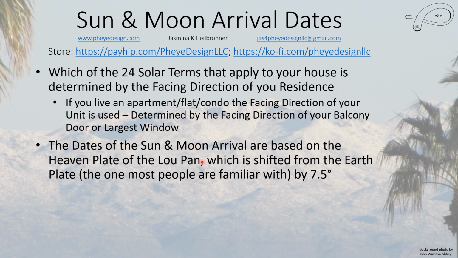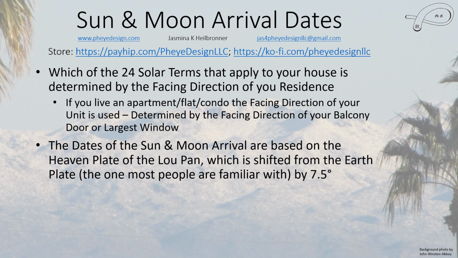Now, the dates of the sun and moon arrival are indicated on a lopan in the heaven plate. And that plate is shifted by 7.5 degrees from the earth plate. The earth plate is the one where you determine your house's facing direction, and this is the one that most people know about. Most people don't know about the heaven plate and the man plate, they've just seen the earth plate. It's not a big deal.